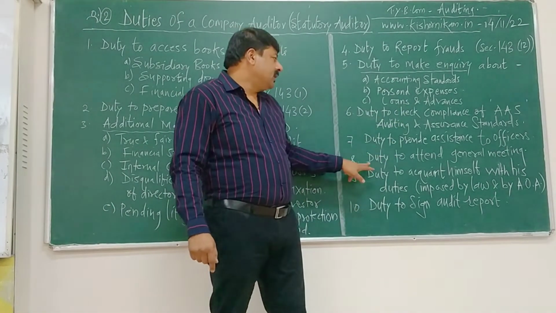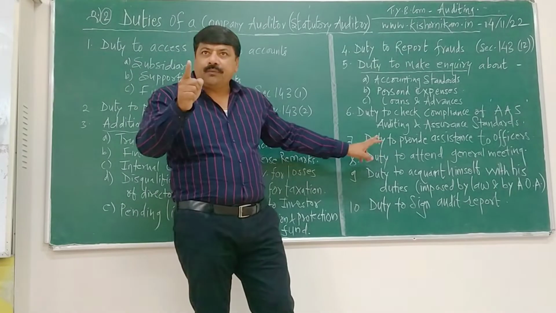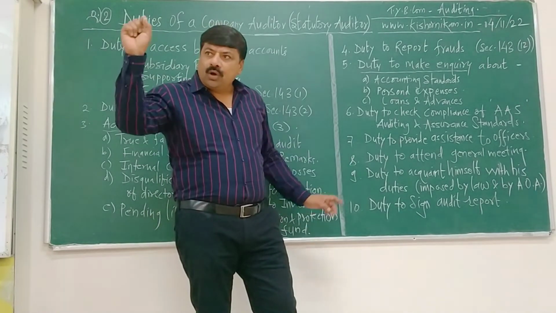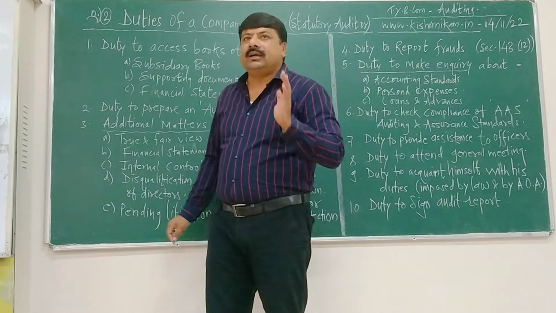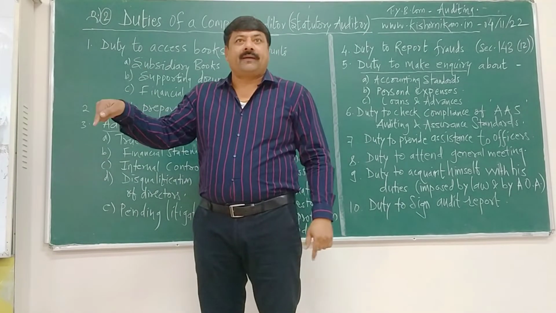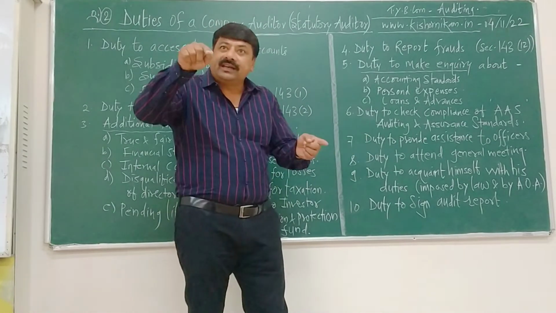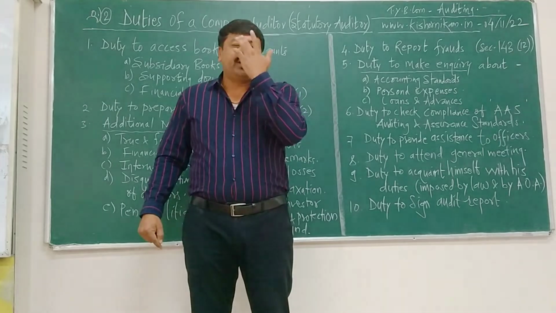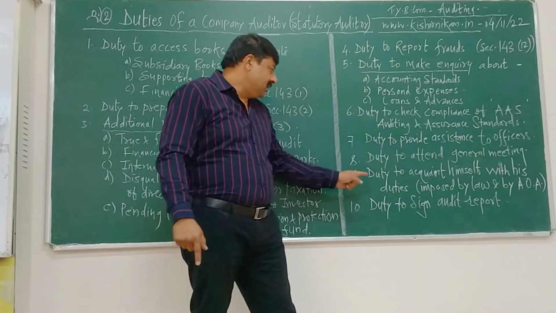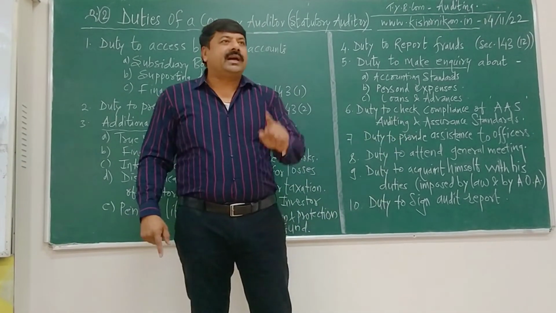The duty to attend general meetings, annual general meeting or extraordinary general meeting. It is the duty of an auditor to remain present himself or through his representative. We already discussed the role of the auditor in the annual general meeting is very important. Clear? Shareholders look at only one person, that is the auditor. What he will speak, what is the actual position of the company. Because they trust him. He is an independent person who has audited the accounting records of the company. So an important duty to attend the general meeting. Duty to acquaint himself with his own duties imposed by law, company law or articles of association.